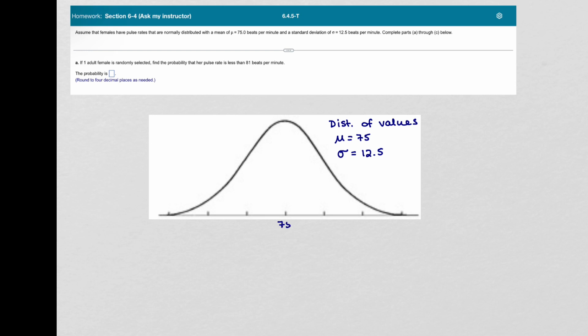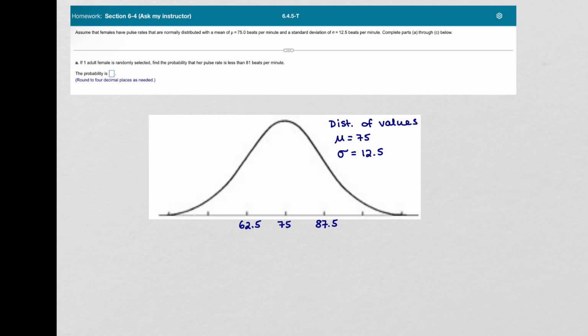So I label the center, which is my mean, that's 75, and then one standard deviation above the mean would be 87.5, one standard deviation below the mean would be 62.5, and I could label out further. I don't really need to for this problem, so I'm going to leave it at that.